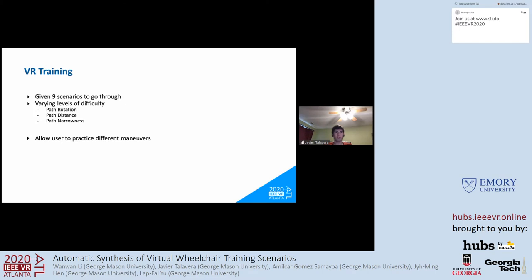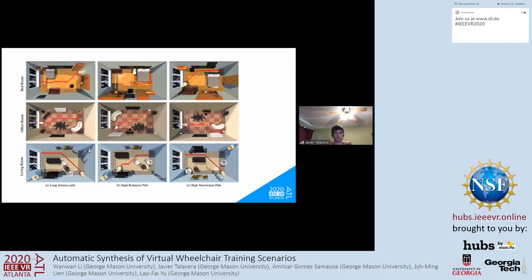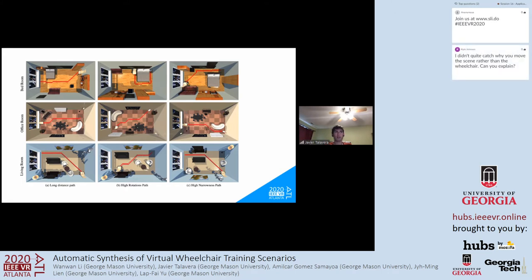So the VR training. The virtual training consisted of 9 scenarios with varying levels of difficulty, some with more path rotations, longer distances, and narrower paths. This allowed the user to practice different maneuvers. Here were the 9 scenarios that each user went through. There were 3 with long paths, 3 with high rotations, and 3 with high narrowness.